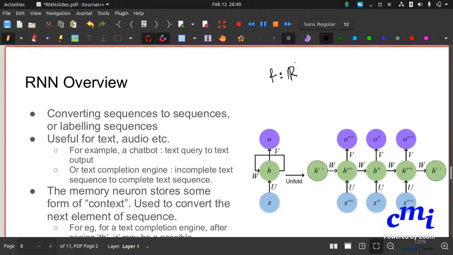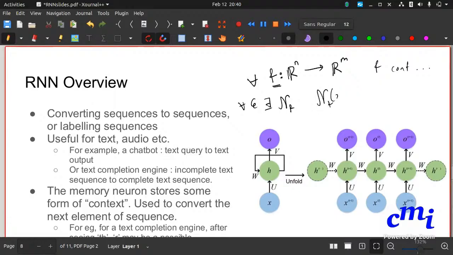Given a function f from Rn to, actually the original versions only deal with Rn to R, but you can easily generalize it to some Rn. Given any f that has some nice property, let's just say that f is continuous, there is always a neural network nf that approximates f close enough. So for all f and for all epsilon, there exists a neural network nf so that |nf(x) - f(x)| is always less than epsilon.